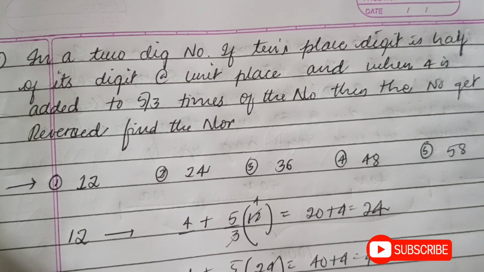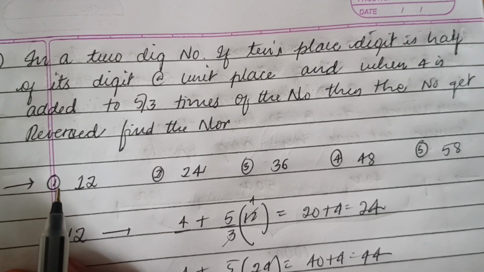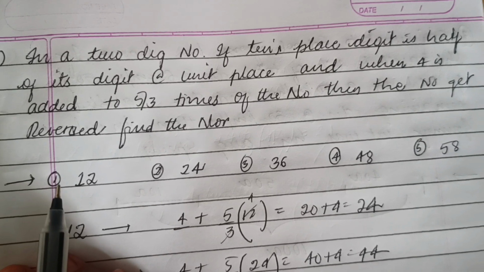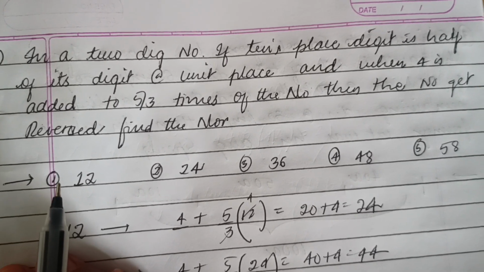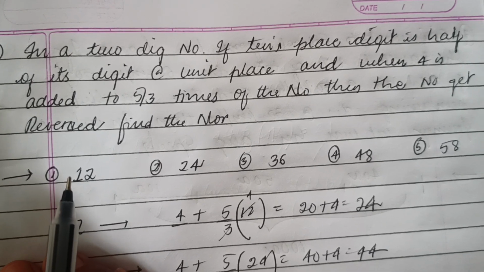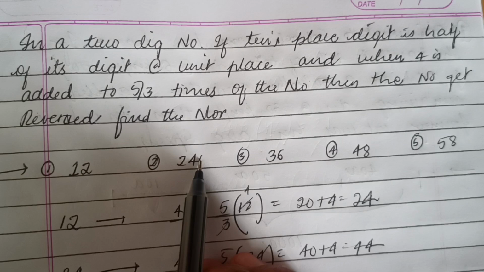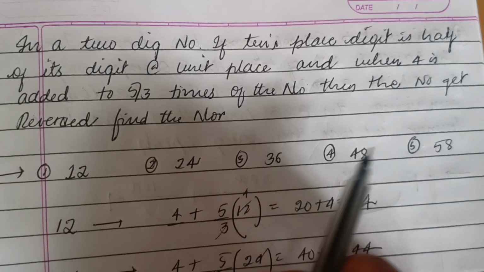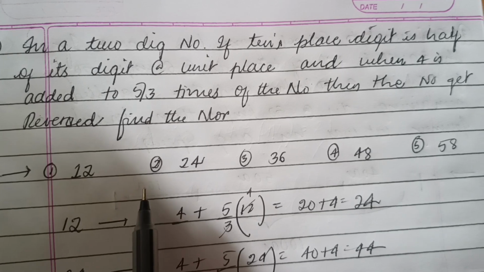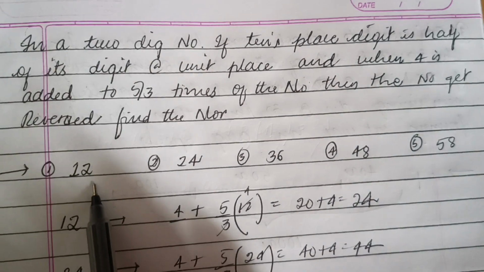Let's get started. In a two-digit number, the tens place digit is half of its digit at the unit place, and when 4 is added to 5 by 3 times of the number, the number gets reversed. Find the number. The options given are 12, 24, 36, 48 and 56. Instead of solving it in the traditional way, we will do it by considering the options.